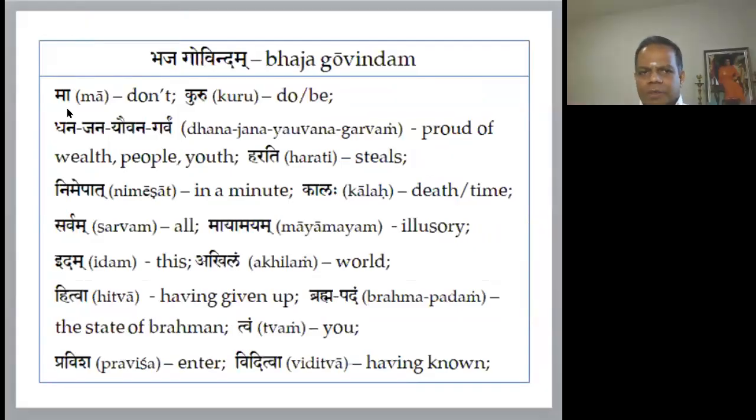Ma means don't. Ma kuru means don't do that. Dhana, jana, yauvana, garva. Dhana means wealth. Jana means people, and people means all those whom you know. You have strength of numbers. Yauvana is youth. Garva is pride.